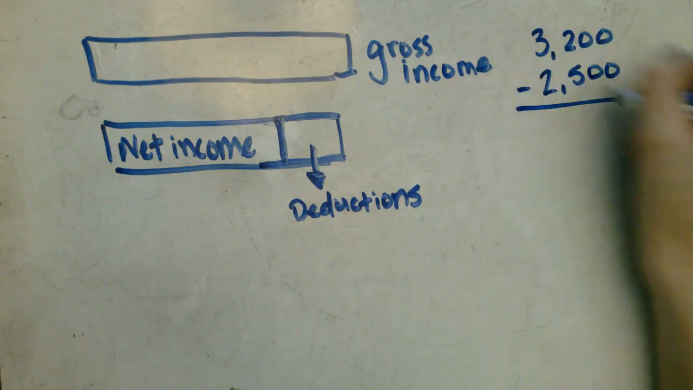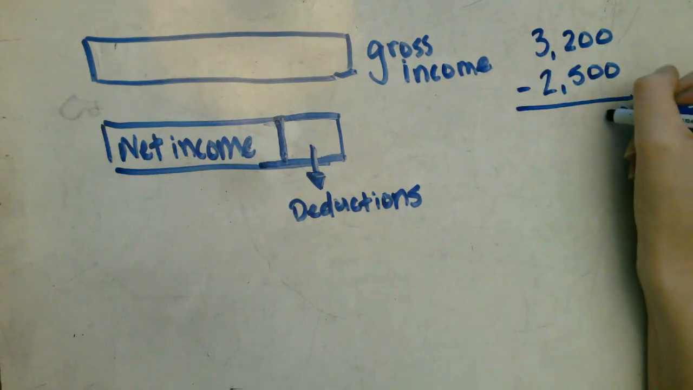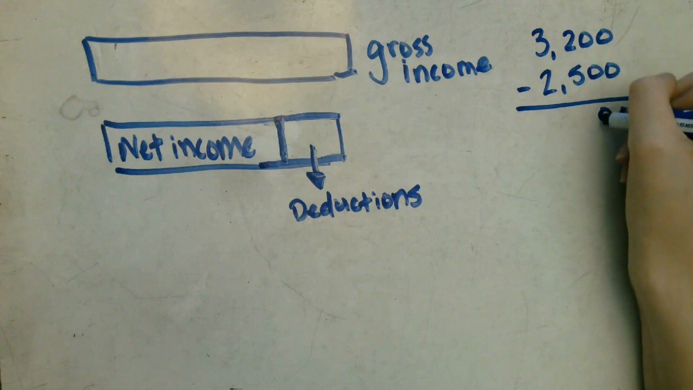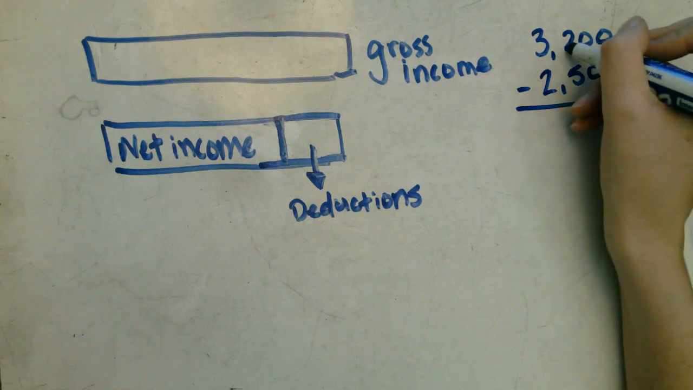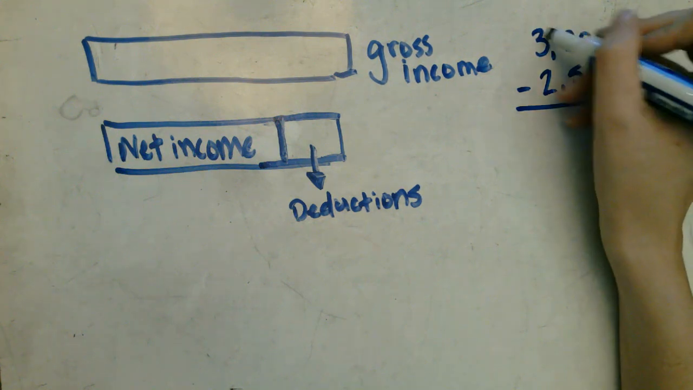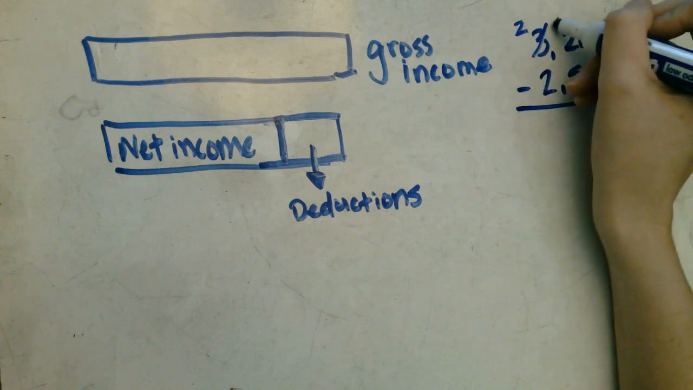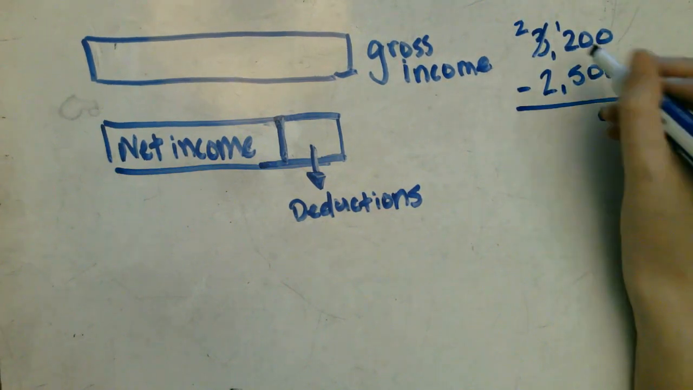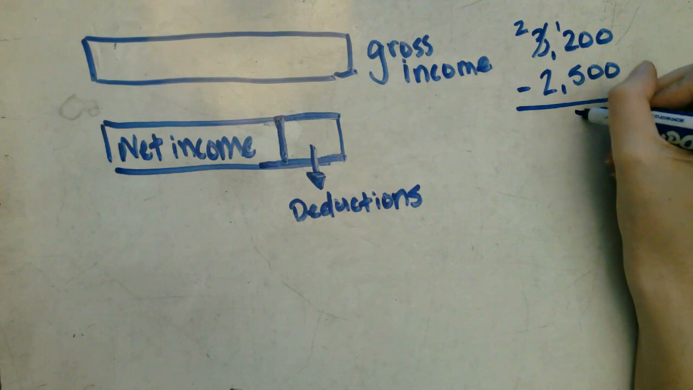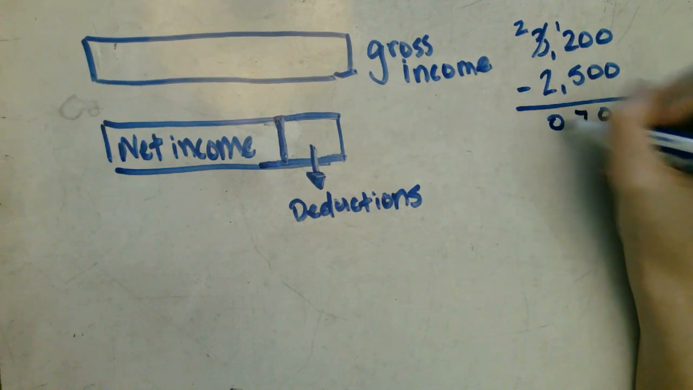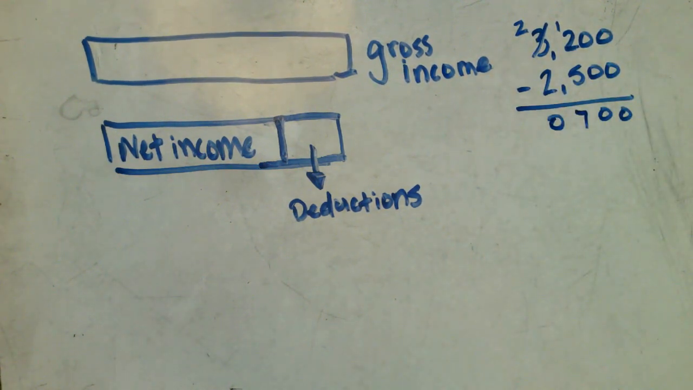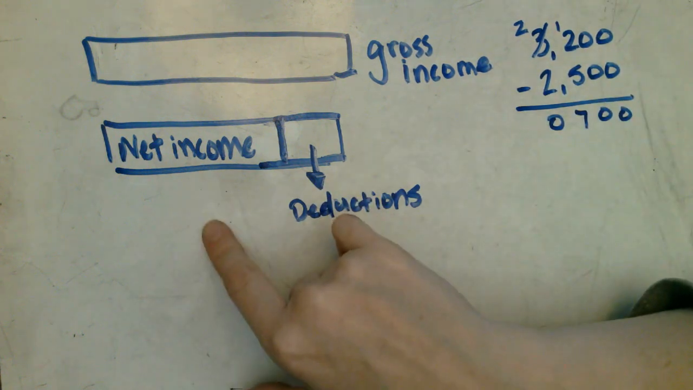$2,500. So when we find the difference of that, 0 minus 0 is 0. 0 minus 0 is 0. I can't take 5 away from 2, so let's borrow and bring over a 1. 12 minus 5 is 7, and 2 minus 2 is 0. That tells us that he's having $700 total deducted from his paychecks. $2,500 is Ben's net income.